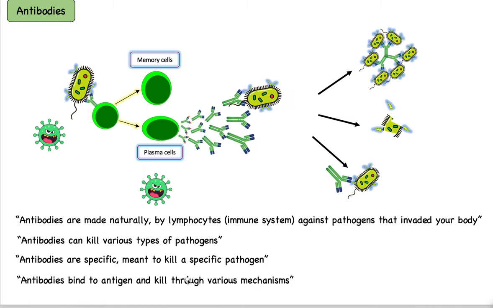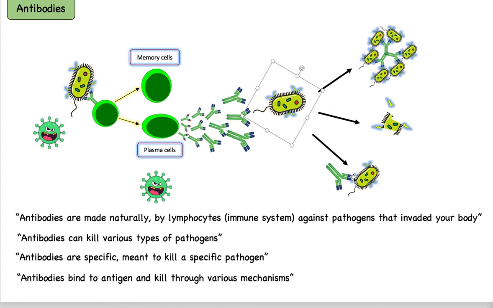Antibodies bind to antigen and kill through various mechanisms. That's what I showed here. These antibodies bind to an antigen on the surface of this molecule like this and can kill it through various ways. Okay, so the antigen is bound to by an antibody. Okay, let's go to the next one now. Antibiotics. I hope this all made sense.